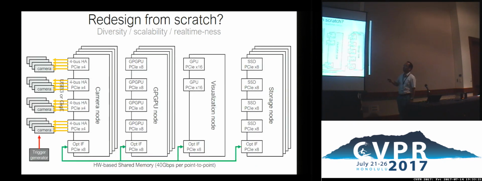To do that, we now have a hardware-based shared memory. It's an optical interconnect. So we have a distributed camera node and distributed GPU node and also a visualization node or storage node. And all of them can be connected with a hardware-based shared memory. So it simplifies the data transfer. Very simple, in fact.